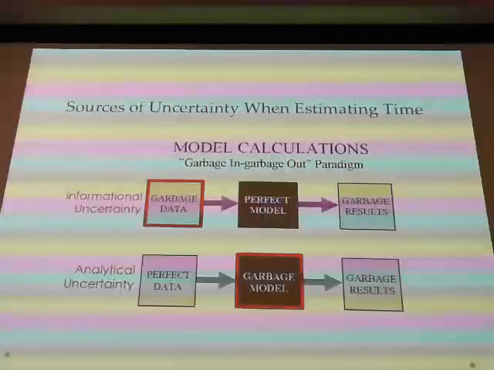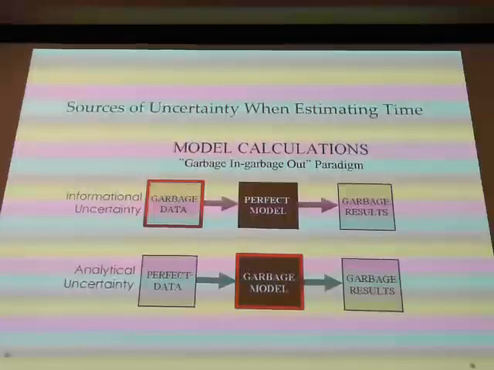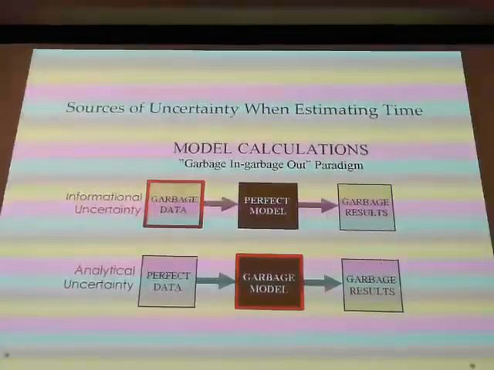So to address this question of how quantifiable completion time is, there are basically what I call two sources of uncertainty: informational uncertainty and analytical uncertainties. I think we're all aware of the garbage in, garbage out model. If you have bad data, you might produce bad results. If there are analytical uncertainties, even if you have perfect data, it might still produce garbage results.